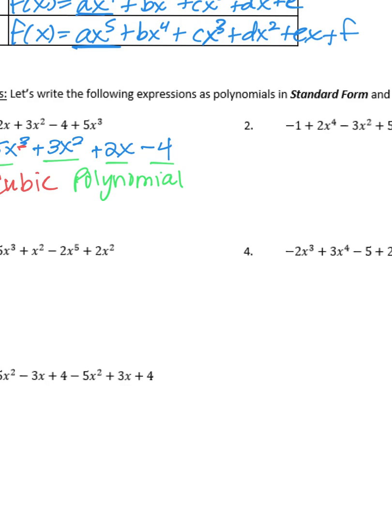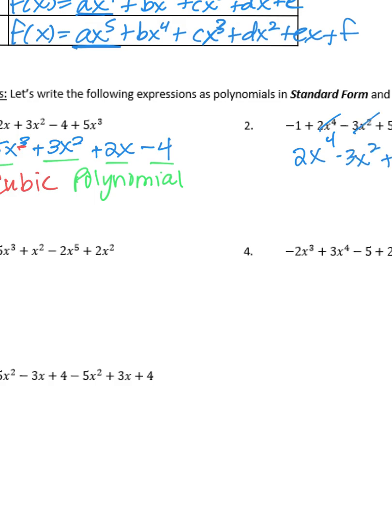Okay, in example 2, I'm looking at the entire expression. I see that the largest exponent is 4, so 2x to the 4th is my first term. After that, I'm looking for a cubic term. We don't have one. So now I move on to the next one, which would be power of 2. So we have negative 3x squared.